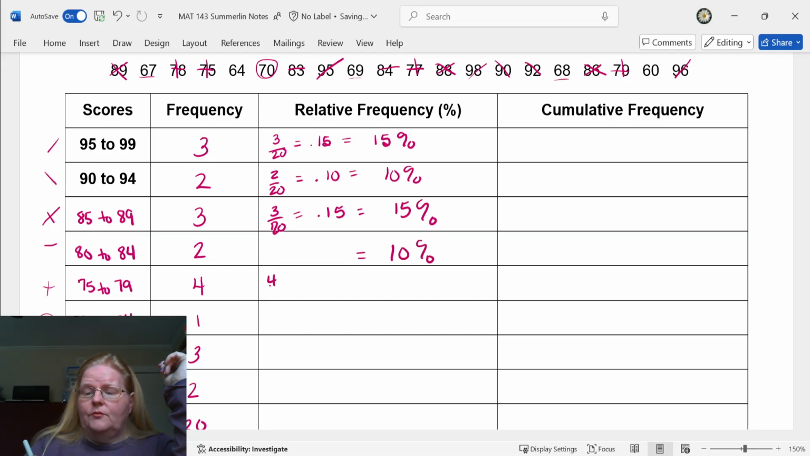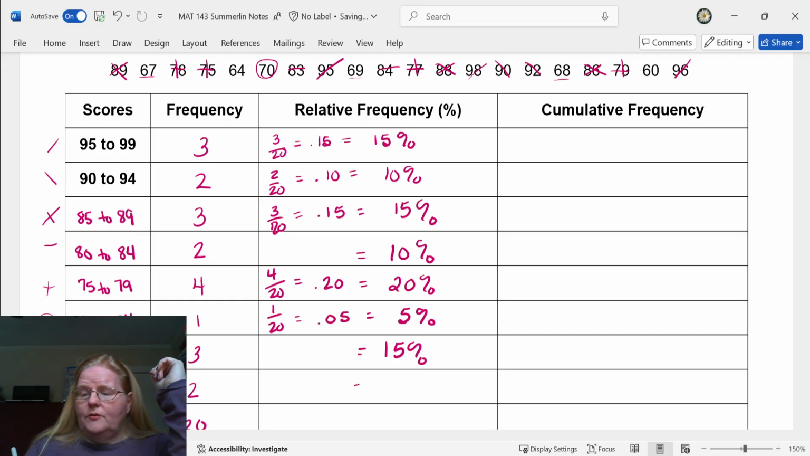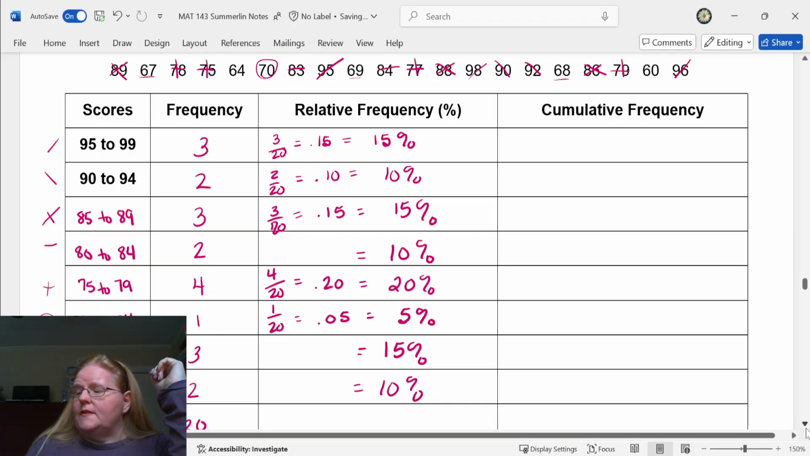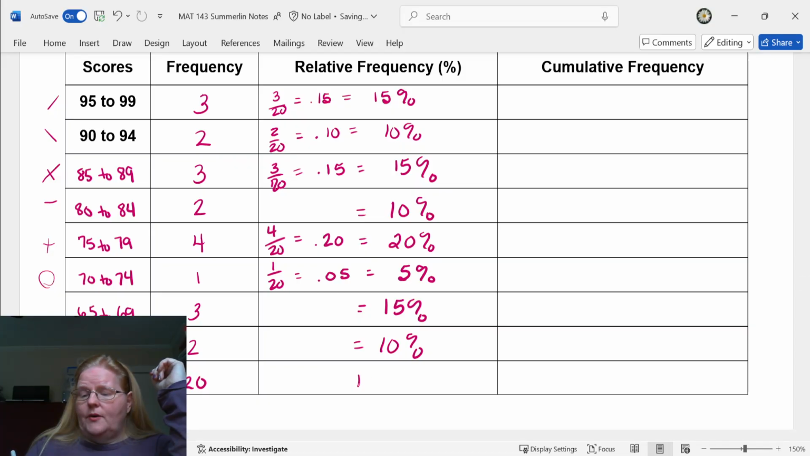4 over 20, we haven't done that one yet. That's 0.20, that's 20%. Then 1 over 20, 0.05, that's 5%. 3 over 20 we said was 15% again. And then 2 over 20 we said was 10% again. And once again, this has to add up to our 100%.